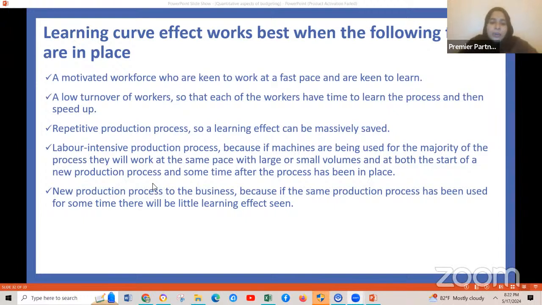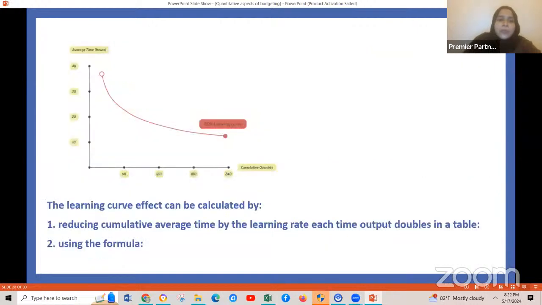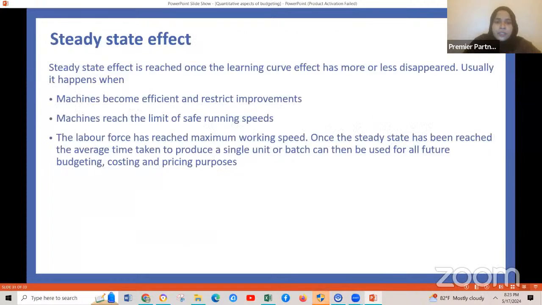And it should be a new production process to the business. Because it should be something new, then only you start learning, right? If you have been doing it for years, you already have learned. If it's introduced for the first time, then only for the first product you take a long time. The second one, you slowly reduce your time, right? So it should be something new, then only you will start learning from the beginning.